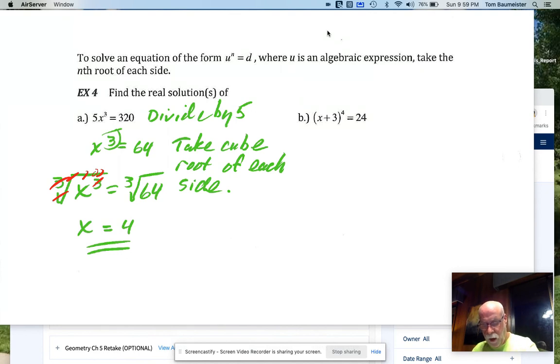And remember, that's because we had a multiplication on the one side. On this one here, we have parentheses. So we have to undo the exponent first. So we have a fourth root. So how do I undo that? How do I undo a power of 4? Excuse me, I just told you. You're going to take the fourth root.